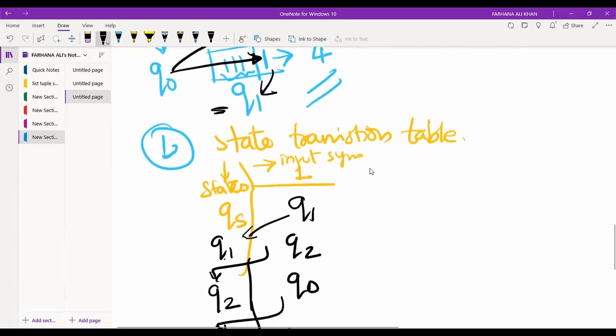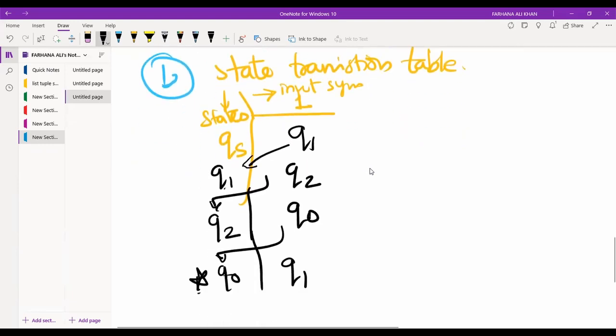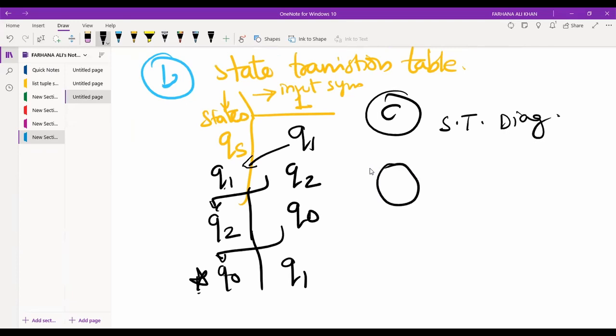Now we will go for the third step of your TCS method, that is designing the state transition diagram. We will represent each state by a circle, and the first state that we are going to consider is QS. As QS is your starting state, we will mark that state by putting an arrow. Now QS on 1, where is it going? QS on 1 goes to Q1.